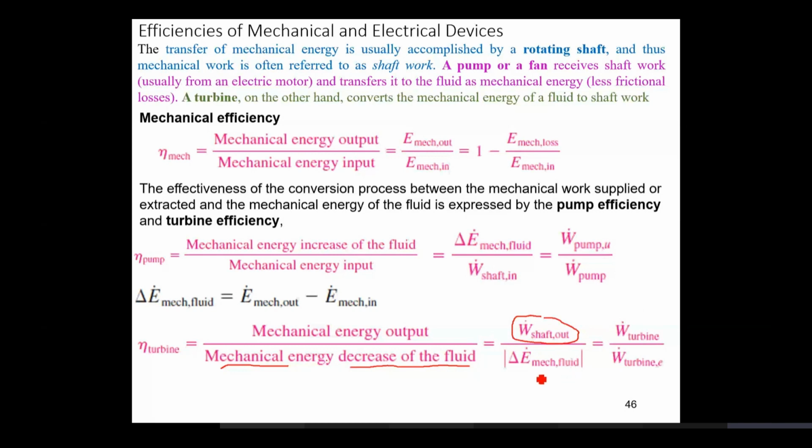Yes sir. So the change in mechanical energy of the fluid is your input, and the rotating shaft is your output in the case of a turbine. That means the work of the turbine, which is extracted out of the fluid, is your input. And out of that extracted work, the amount of work produced in terms of rotating the shaft is your work output from the turbine. Clear enough? If there's confusion, I could elaborate it again.